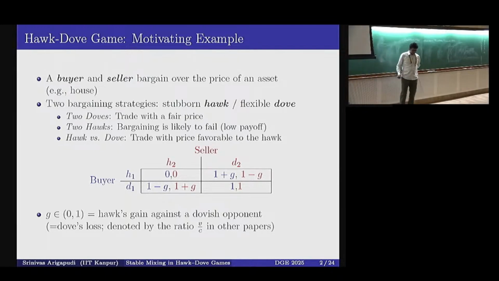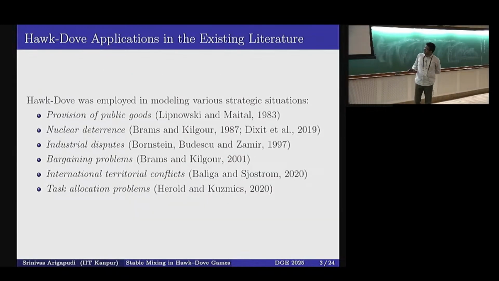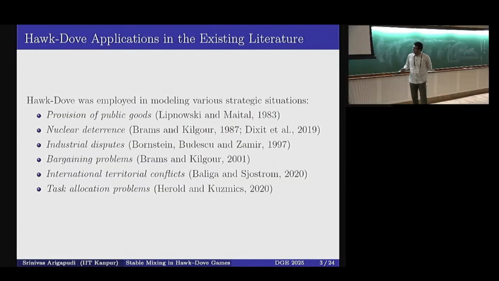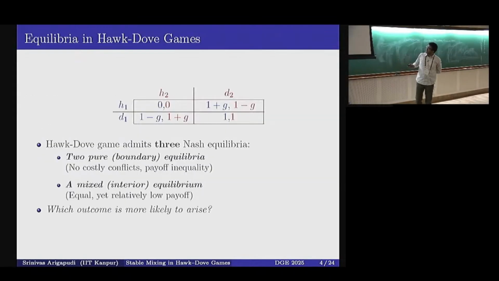One thing I would want to point out is that in the earlier talk, in the morning talk, when the Hawk-Dove game was mentioned, it was mainly in a single population setting. The setting which I would be studying has two populations. That's something which I'll get into when I introduce the model. This game has been studied in various economic applications. I'll not get into any of these applications, so I'll just directly go to the question which we are trying to answer in this paper.